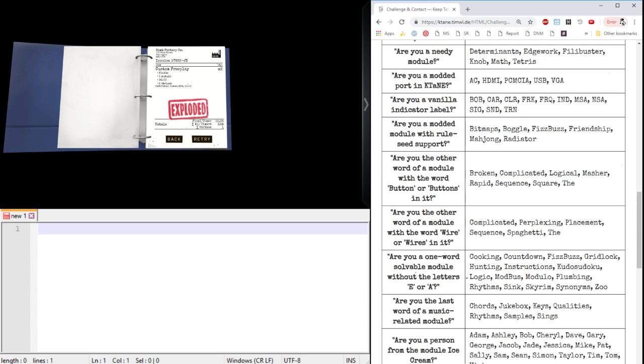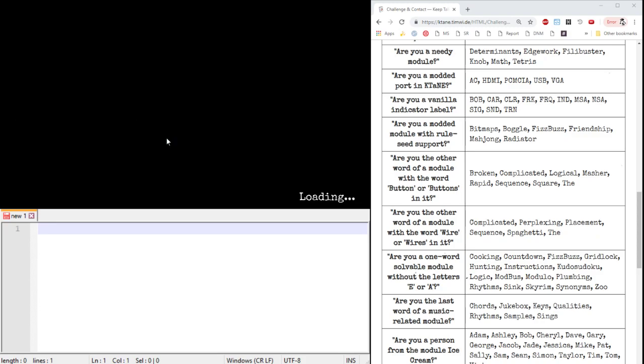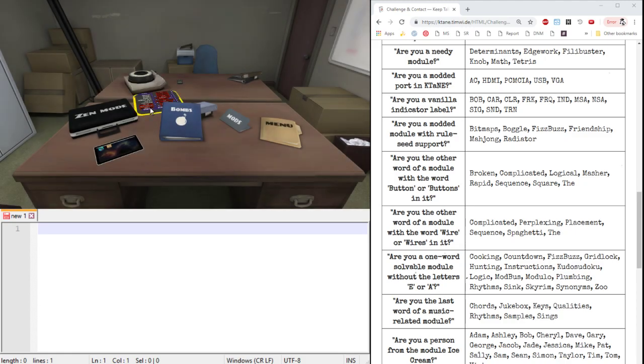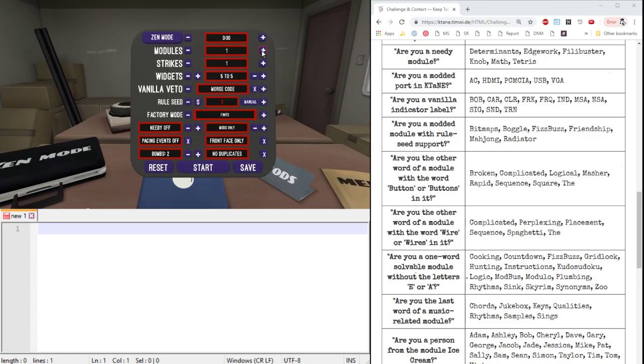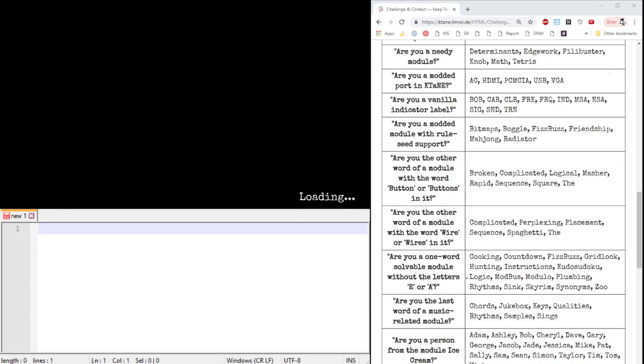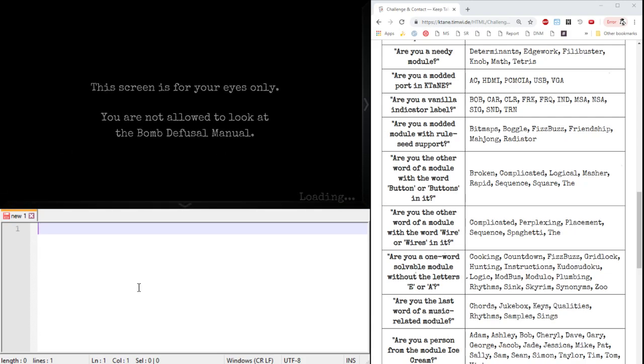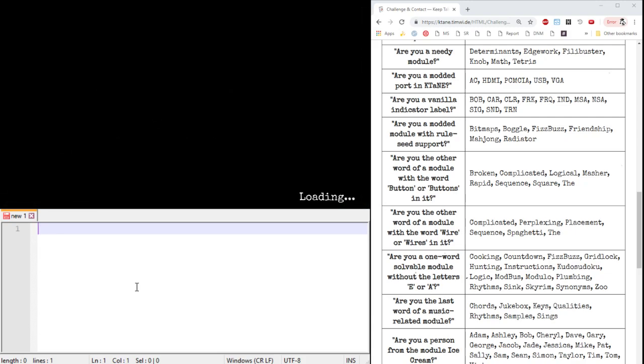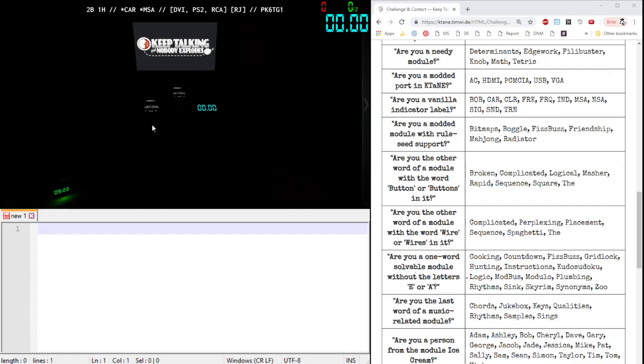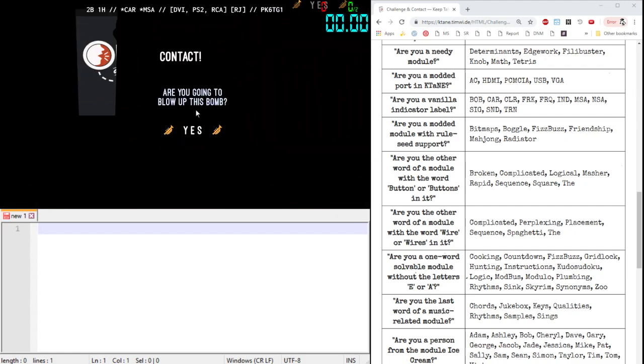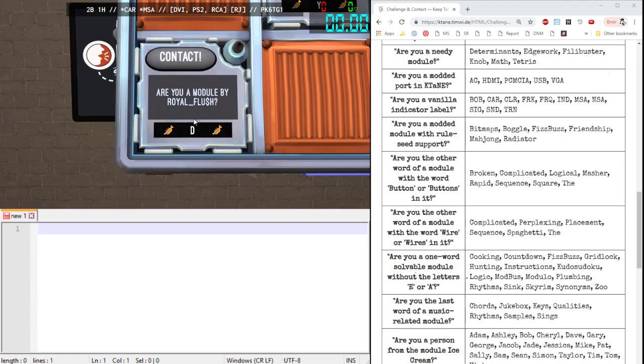Alright, let's do one more. Let's up it to 2 modules, so we'll do 2 more. Alright, so this time we've got 2 solvable modules and 0 solved. Experts, first please report to room A9. So let's start with this one. It does have a little jokey thing at the beginning.